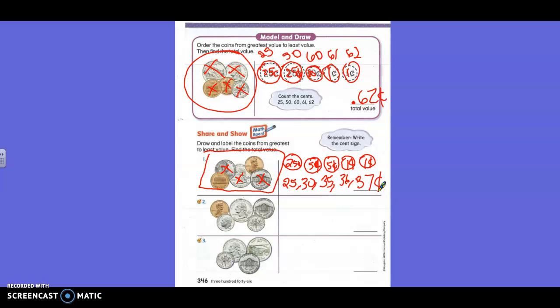Everybody make sure you have that. And make sure you have a cent sign. I make my kids miss a point if they don't make a cent sign. You have to make your cent sign on the answer. Just on the answer. I'm not worried about the other stuff. Just make sure it's on the answer.